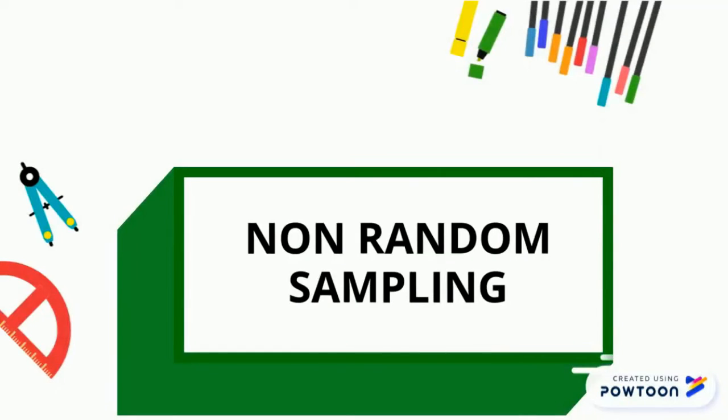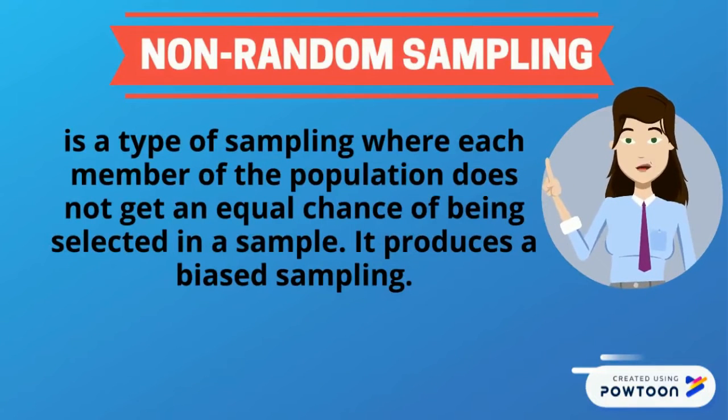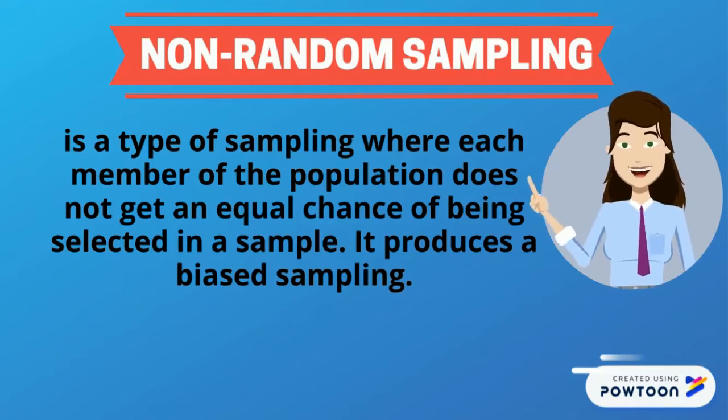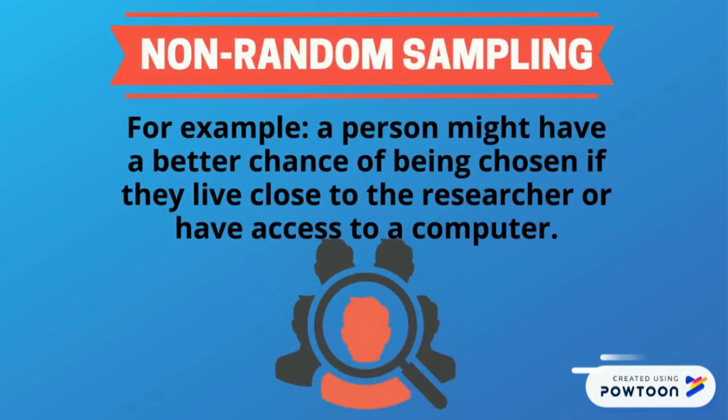Non-random sampling or non-probability sampling is a type of sampling where each member of the population does not get an equal chance of being selected in a sample. It produces a biased sampling. For example, a person might have a better chance of being chosen if they live close to the researcher or have access to a computer.